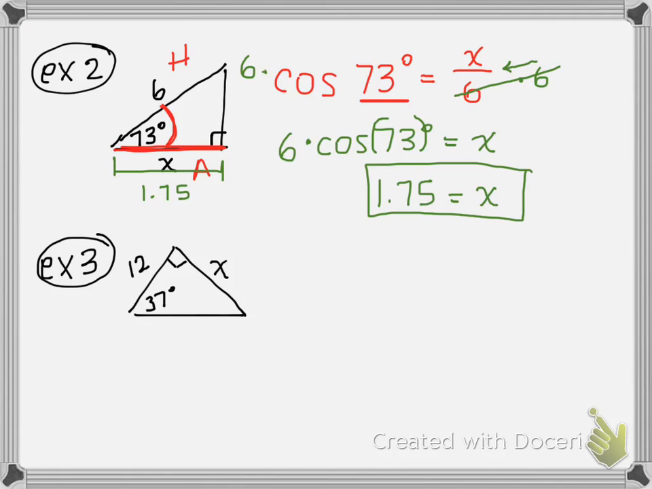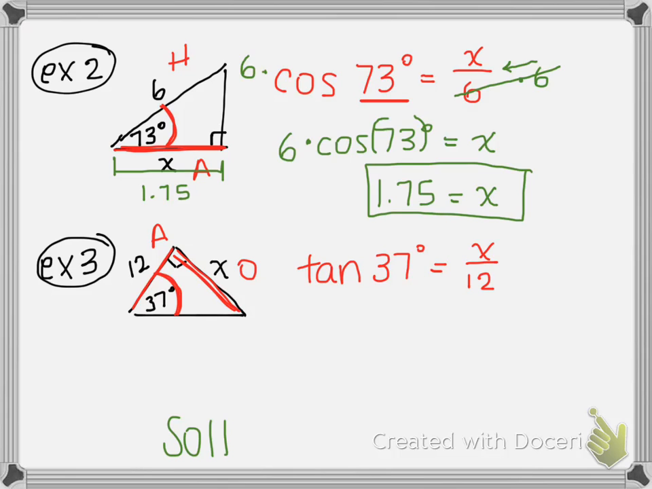Well, from this angle, we have our opposite side and our adjacent side. So the trig function that we use is tangent of 37 degrees equals x over 12. So we have our ratio set up, and remember, if you need to go back and look at SOHCAHTOA or write it on your paper so you know which trig function to use, that is always okay to do, because you always need a little bit of a reminder.